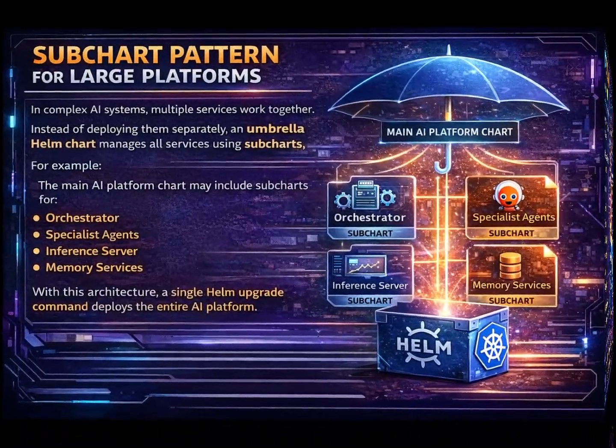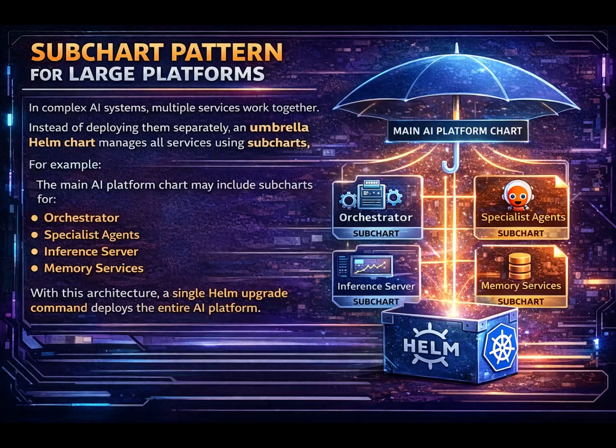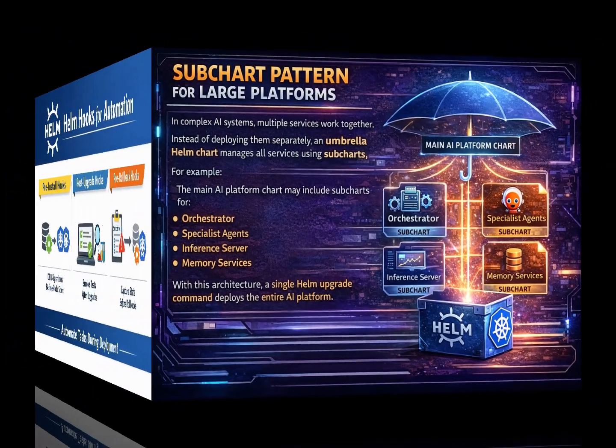Subchart pattern for large platforms. In complex AI systems, multiple services work together. Instead of deploying them separately, an umbrella Helm chart manages all services using subcharts. For example, the main AI platform chart may include subcharts for orchestrator, specialist agents, inference server, and memory services. With this architecture, a single Helm upgrade command deploys the entire AI platform.